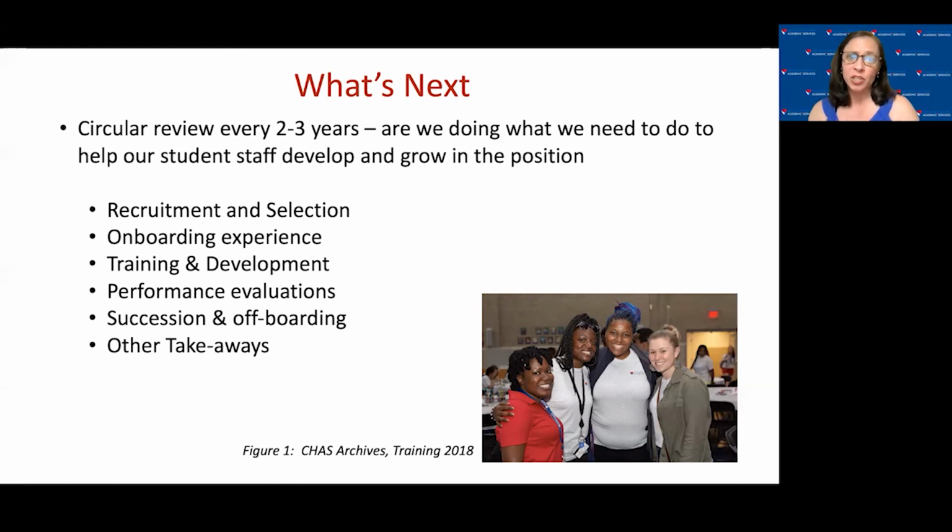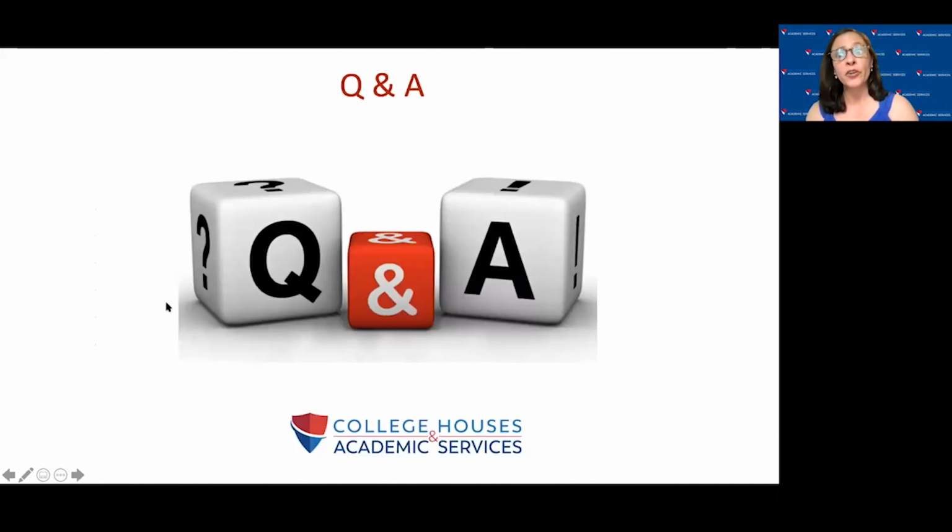And so a part of that intentionality is a circular review of what we're doing every 2-3 years to really help our student staff and review what we have. Like I said, we just added a new competency 2 years ago because we felt we were missing a component of civic engagement. And so we're looking at recruitment, our onboarding, our training, our performance evaluations. How do we actually succeed and develop layers of student leadership within our organization, and offboarding the experience and other takeaways for us? And obviously during this COVID time period, we've learned a lot and we've lost a lot. So we have a lot of new staff members coming in who've never lived on campus, a lot of them who have never really actually known what a college house system looks like.